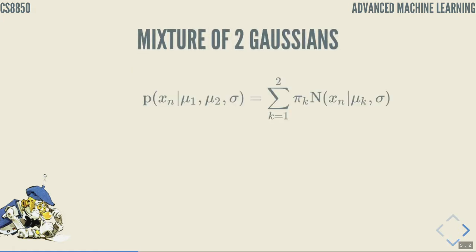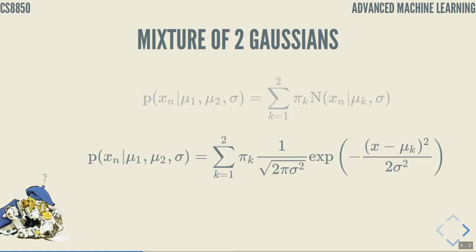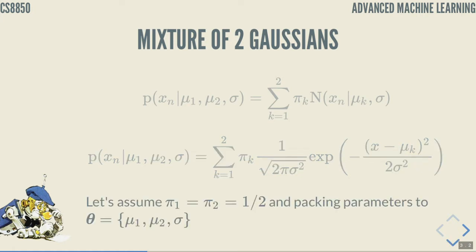So a mixture of two Gaussians. Nothing new there. We have a probability distribution, the likelihood of parameters for two Gaussians. Those are the weights of those Gaussians, probabilities of class K and class K plus 1. And expanding the Gaussians. So that's what we're dealing with, and let's make a few assumptions for this.